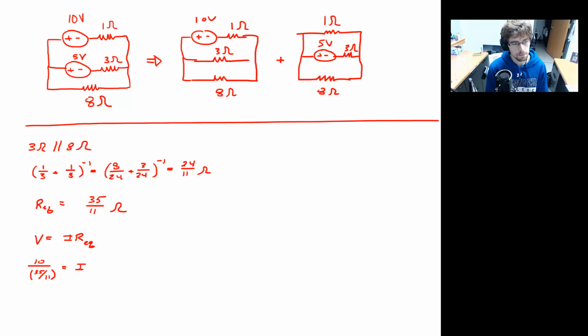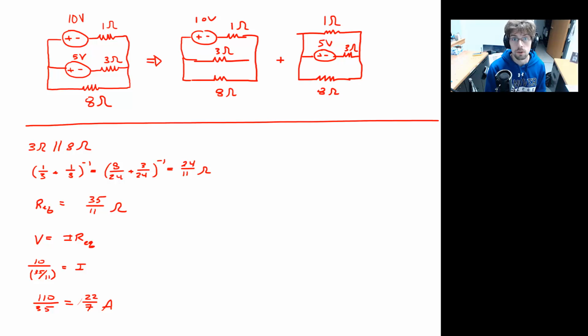And so I've got something like 110 divided by 35. But it's divisible by 5. So this is 22 divided by 7. There we go, amps. So that's coming from the 10 volt supply.